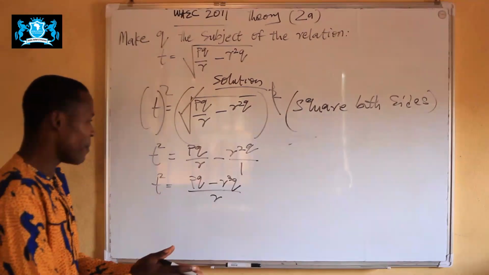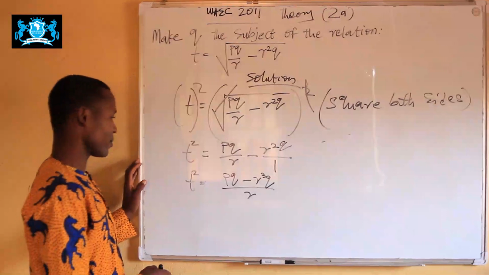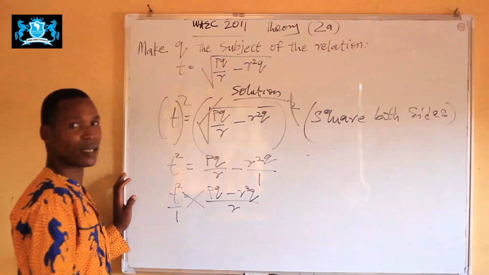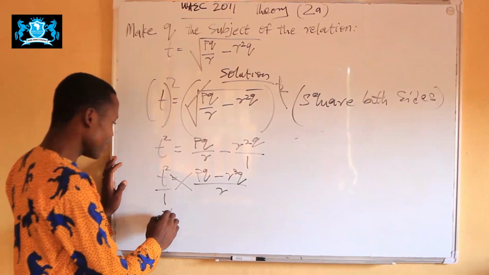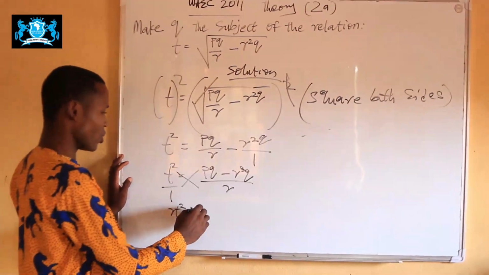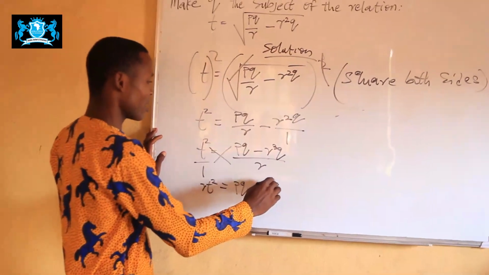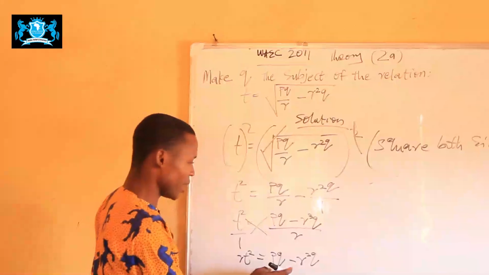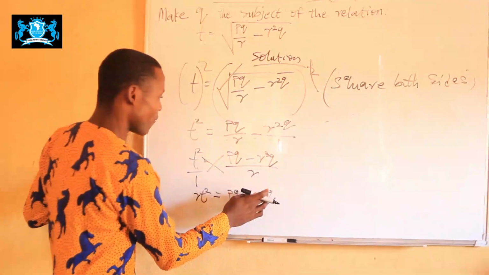Now, still remember that our goal is to make Q the subject of the formula. We have to make this one over 1 and cross multiply. If we cross multiply, we now have R T squared, this one will times this, 1 will times this, equals PQ minus R squared Q. What do we do? We now have Q here and Q here. The thing we'll do now is to factorize.